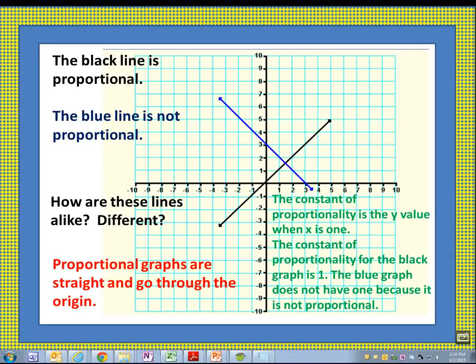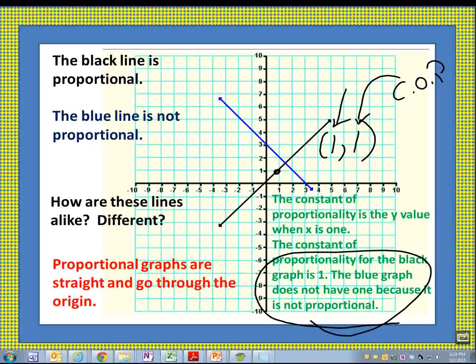So this would be this point here, 1 and 1, that's on this line, so that means that since x is 1, the COP is 1, and that's what it says right here. So if the COP is 1, then the formula would just be y equals x. Okay?